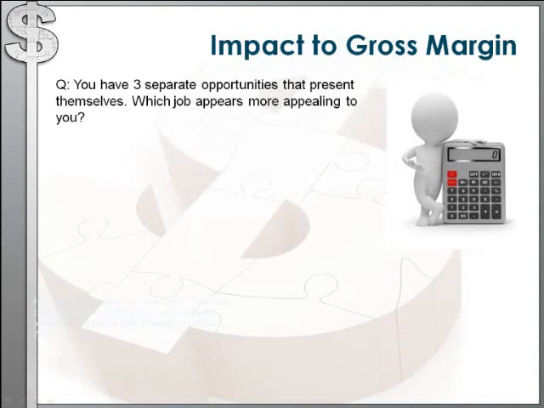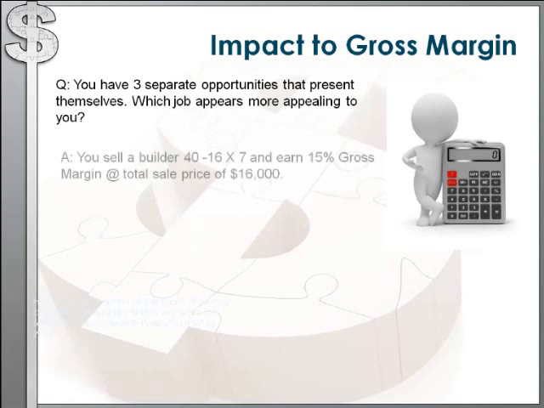Now let's move on to look at some other opportunities when evaluating margin. In this example, you have three separate opportunities that present themselves. Which job appears more appealing to you? In option A, you have a builder who needs 40 16 by 7s. You're going to earn 15% gross margin at a total sale price of $16,000.